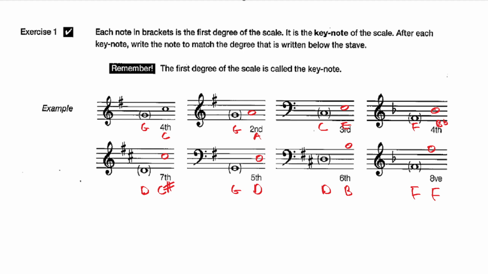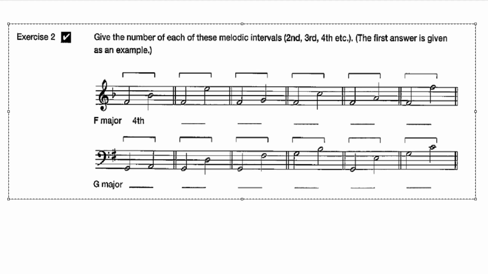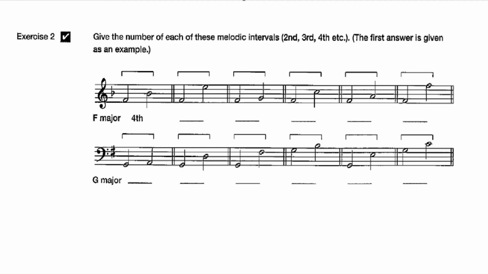Okay, let's have a look at exercise 2, which is going to ask us to name the number of the melodic intervals given. As we will learn in later years, in later grades, there are more complicated names for intervals. We can add to these names to be even more specific, but grade 1 we don't need to. Okay. So give the number of each of these melodic intervals, second, third, fourth, etc. So we just count the notes.